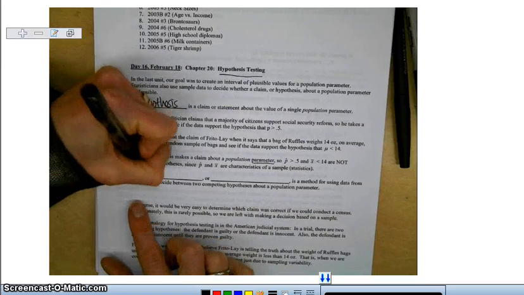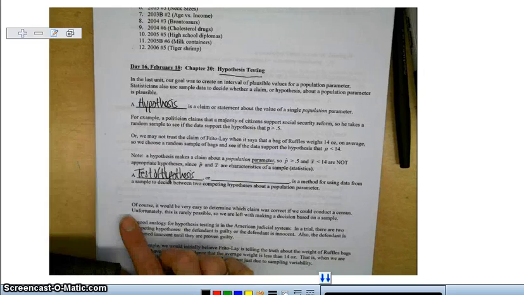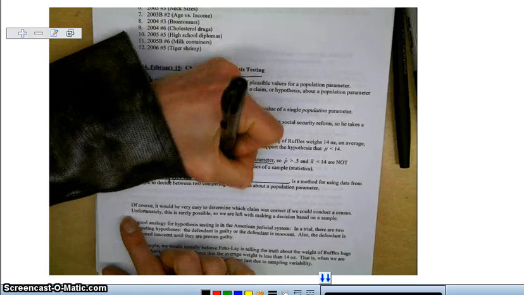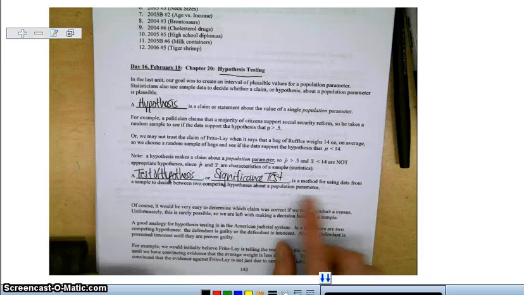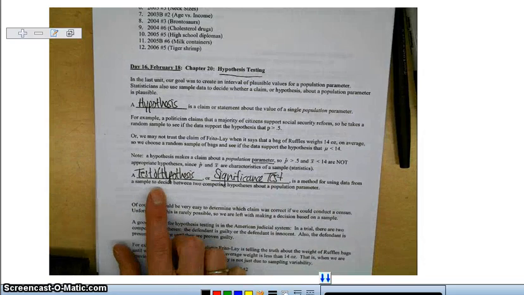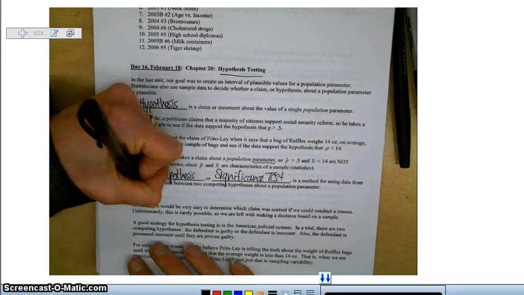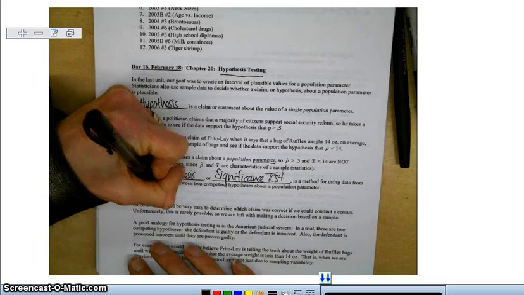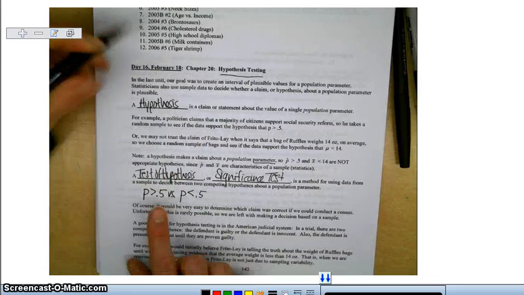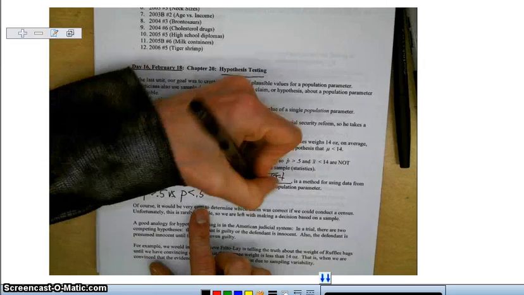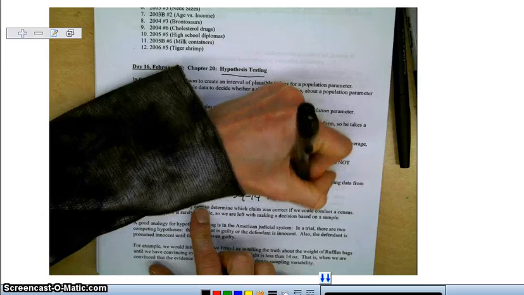A test of hypothesis or significance test is a method for using data from a sample to decide between 2 competing hypotheses about a population parameter. So, for example, you could have P is greater than 0.5 as opposed to P is less than 0.5. So these would be the 2 competing hypotheses. You could have mu is equal to 14 versus mu is not equal to 14.